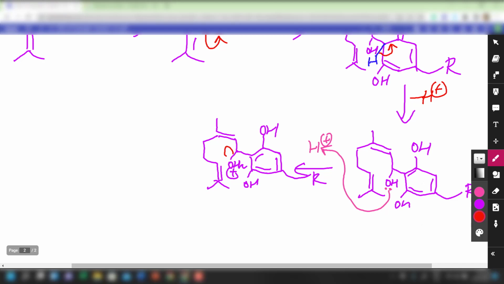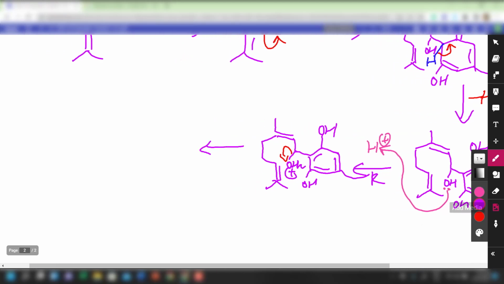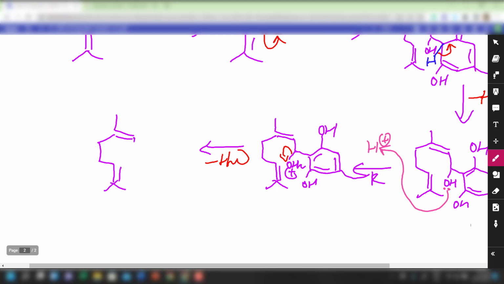So I'm just going to lose the water molecule. After I lose the water molecule, remember to write out minus H2O. I'm going to generate the carbocation. So let's take a look at our carbocation, with a plus charge over here. I'm just going to draw the rest of the phenol ring out, like this, and then the OH, and then the R.